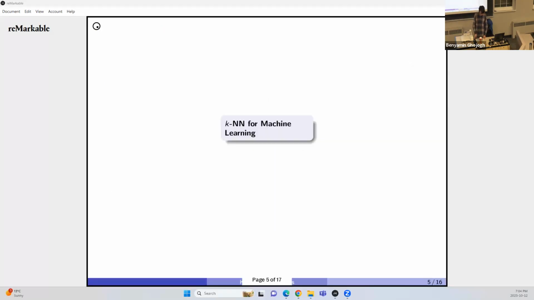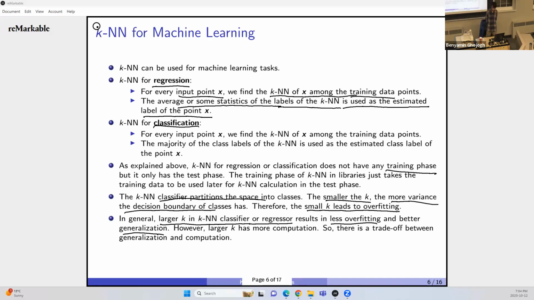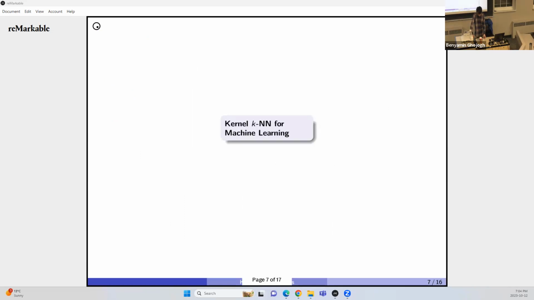Then we talked about how to use KNN for machine learning. We said we can use it for regression or classification. Simply, we use a summary statistic of the labels of the nearest neighbors for every point. This summary statistic in regression is usually the mean, and in classification is usually the majority vote, or mode. As a result, we don't have any training phase in KNN. We only have a test phase.